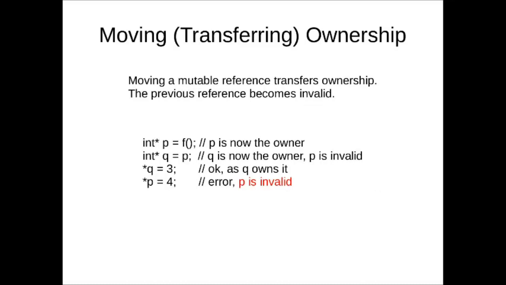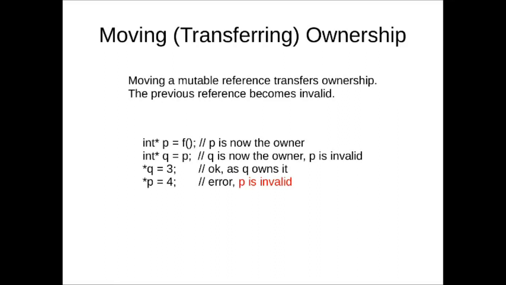Ownership can be moved, also known as transferred, from one mutable pointer to another by assignment. Note that I did not say copy, I said move, and having it move has implications. Here the value of function f is assigned to p, making p the owner. We've gone over that before. Then assigning p to q now makes q the owner.